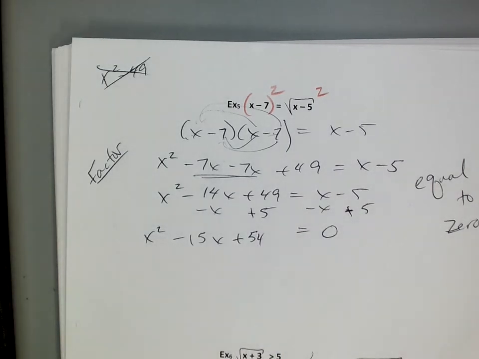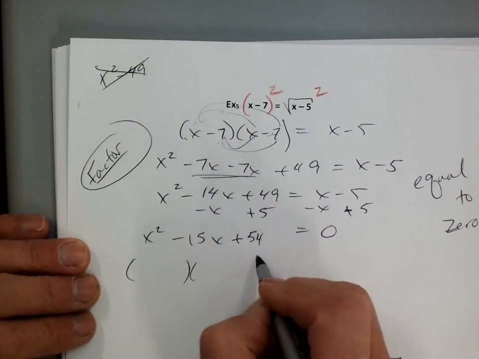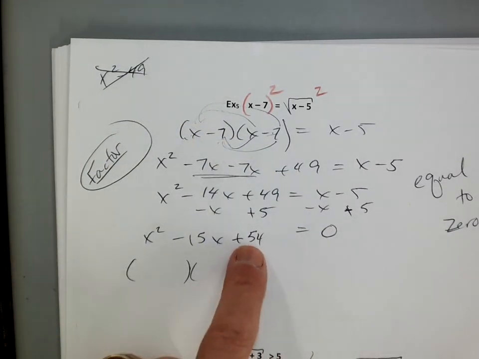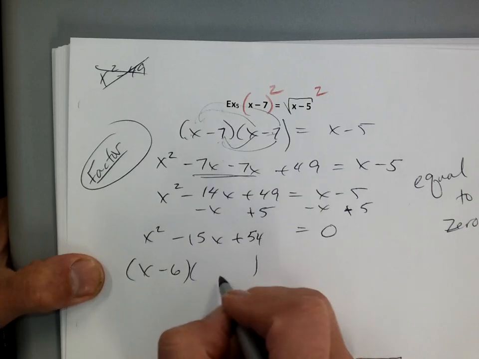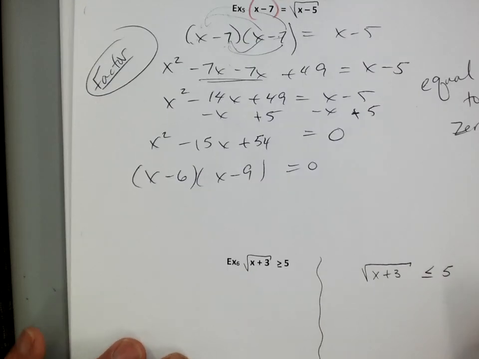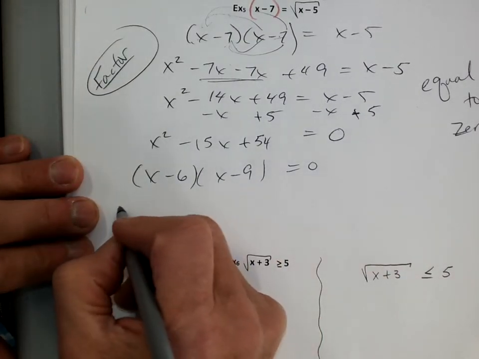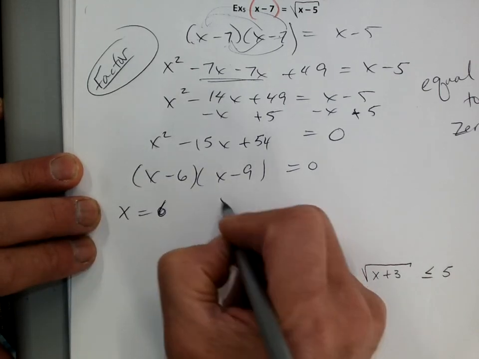Now, I think we're going to have to factor, right? Two answers, but I need my mini equations first. Okay, so 54, 6 and 9. 6 and 9 makes 15. Ah, I like it. x minus 6, x minus 9 equals 0, okay? So then, I've got my mini equations. One answer is just x equals 6 and x equals 9.